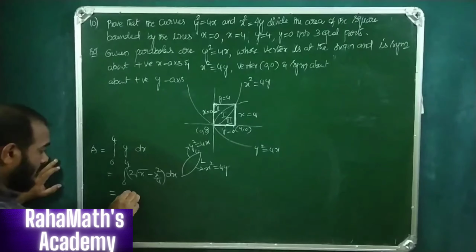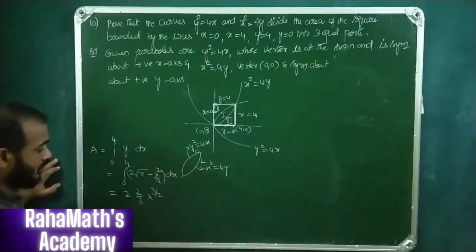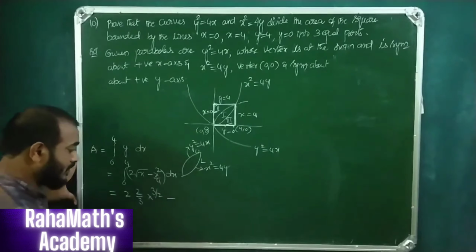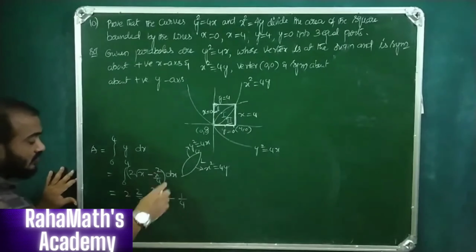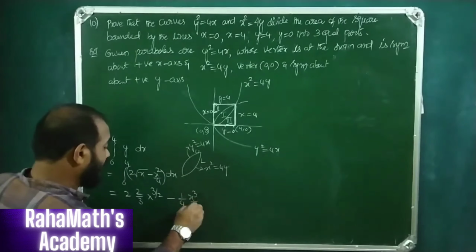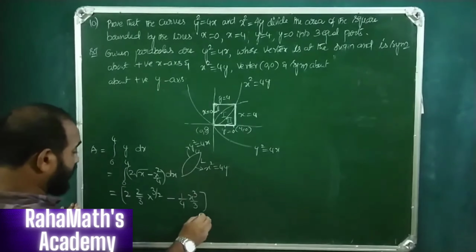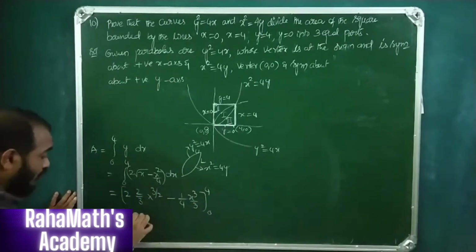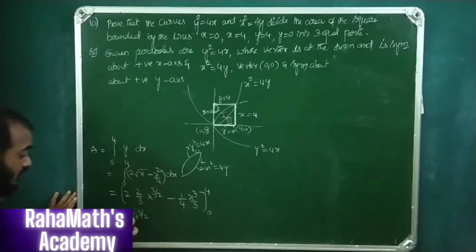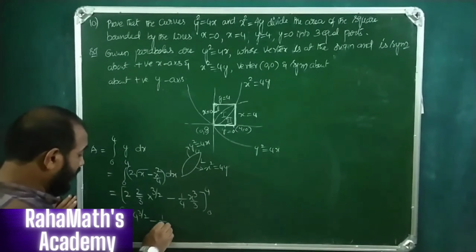This is equal to 2, integral root x is 2 by 3 x power 3 by 2, minus 1 by 4, integral x square dx is x cube by 3. So the process of integration is over. Here 0 to 4 is to be applied. 2 2s are 4 by 3, in the place of x, upper limit 4 power 3 by 2, minus 1 by 4 3s are 12.